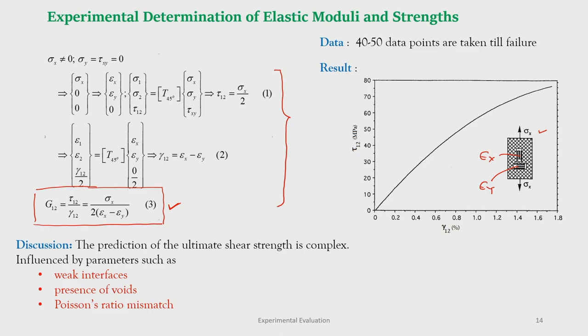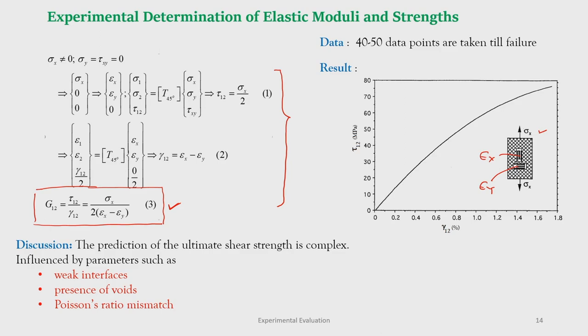Now, why have we taken plus minus 45? Because we ensured that when we apply sigma x, there is a shear strain tau 1 2, but there is no shear strain tau x y. Okay. When you apply sigma x, it only leads to epsilon x and epsilon y, and there is no gamma x y. Okay. And when you apply sigma x, there is epsilon 1, epsilon 2 and gamma 1 2. So, we could express this gamma 1 2 in terms of epsilon x and epsilon y, and we could express tau 1 2 in terms of sigma x, and therefore from there we could get what is G 1 2, and at failure we could also find out what is tau 1 2 ultimate. Okay.